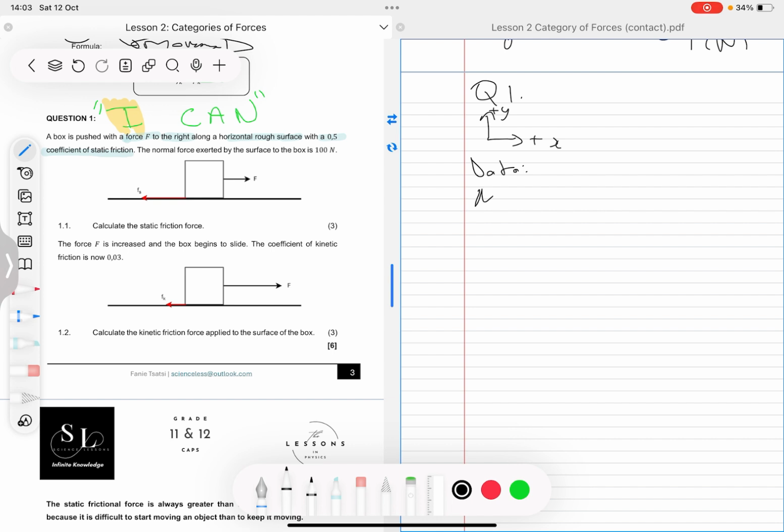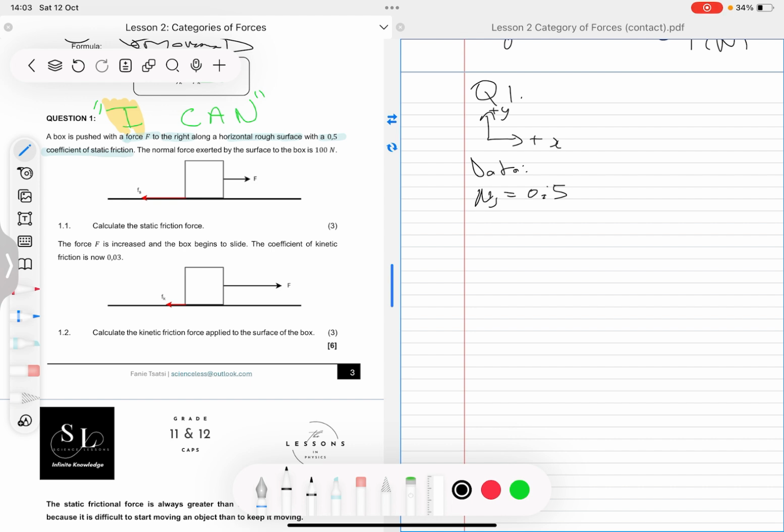which is, they told us that it is a static coefficient of friction 0.5, right? Remember, it's a ratio, it doesn't have units, right? It's a ratio, it doesn't have units. Just to write this properly, right?